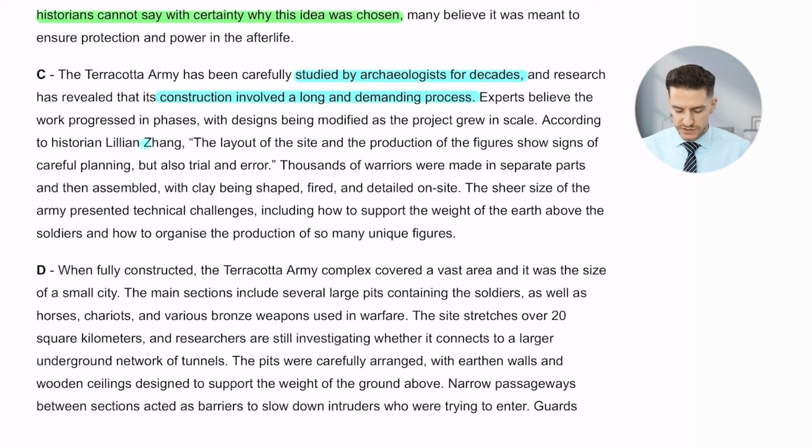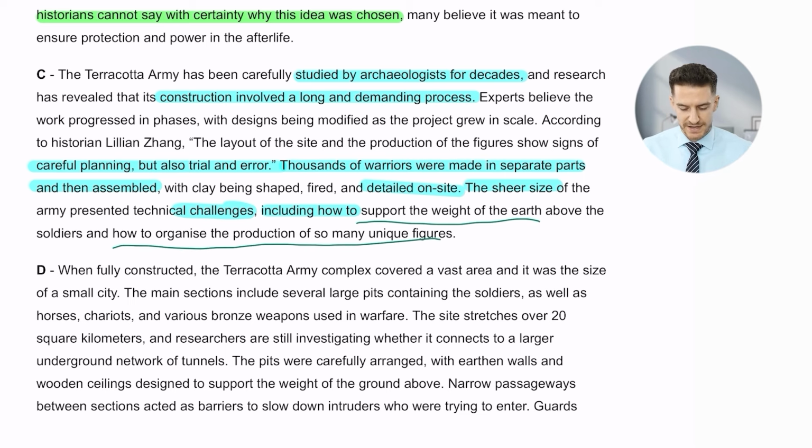Okay, according to the historian, the layout of the site shows signs of careful planning. That could be important. Trial and error. Thousands of warriors were made in separate parts. That's quite important. Separate parts and then assembled in detail on site. The sheer size. So that means the very big size of the army presented a lot of challenges, and then there are some examples: how to support the weight, and how to organize the production of so many unique figures.